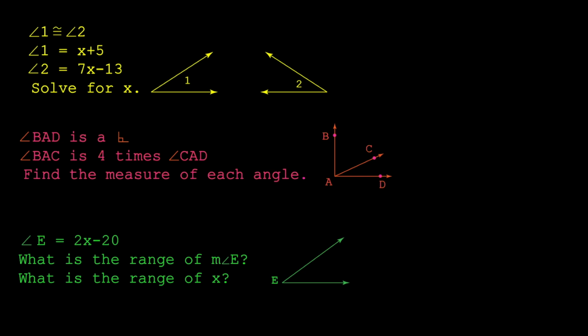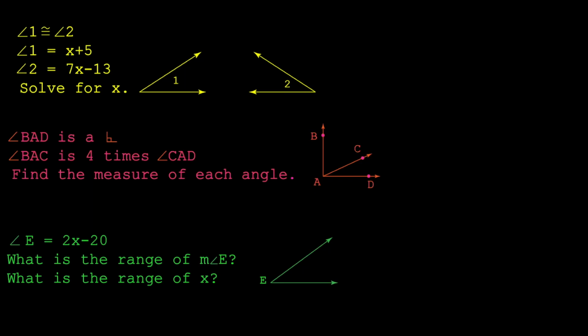This video will continue doing algebra from geometry. There are connections to geometry of angles that must be made to do the problems, and we will get into it now. So first thing, if angle 1 is congruent to angle 2, then the measure of angle 1 equals the measure of angle 2.